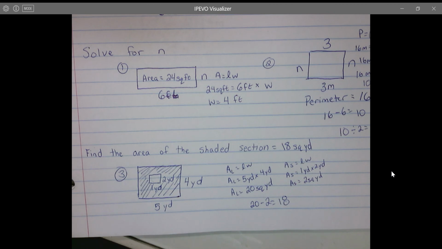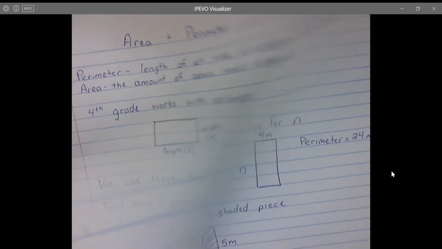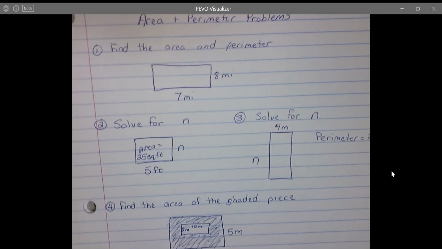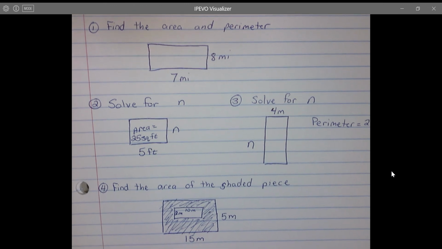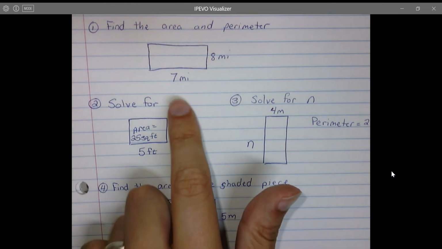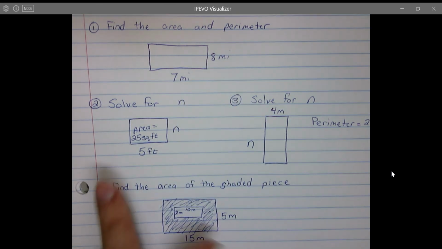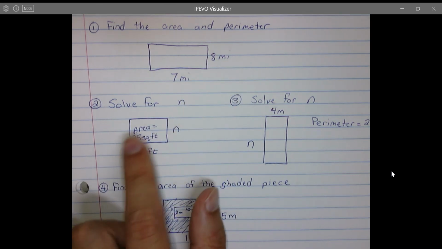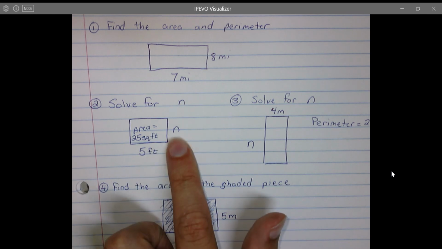So our practice problems are going to be done a little differently because I don't really like the book's practice problems, so I created some of my own. Number 1, I want you to find the area and perimeter of this rectangle, 7 miles by 8 miles. Number 2, I want you to solve for n. You have the area, you have one side, I want the other side.